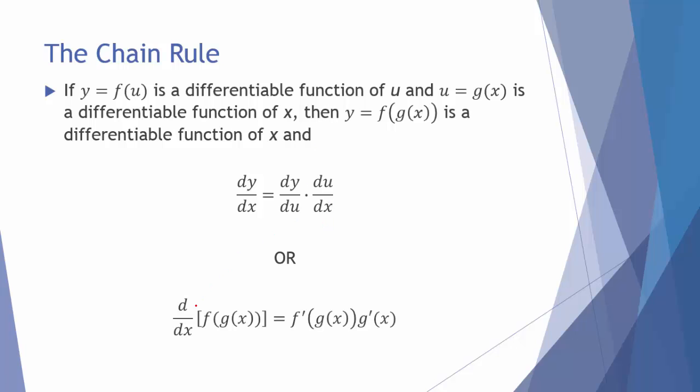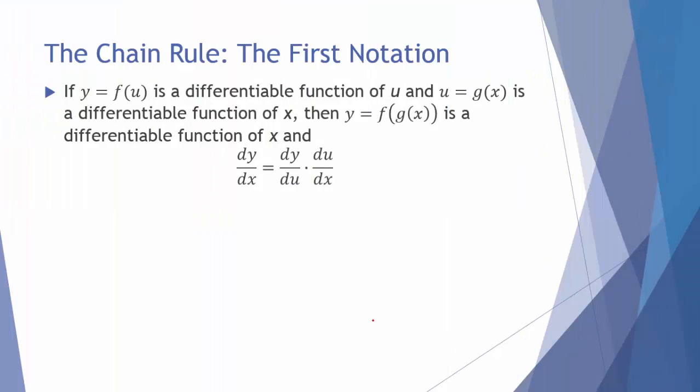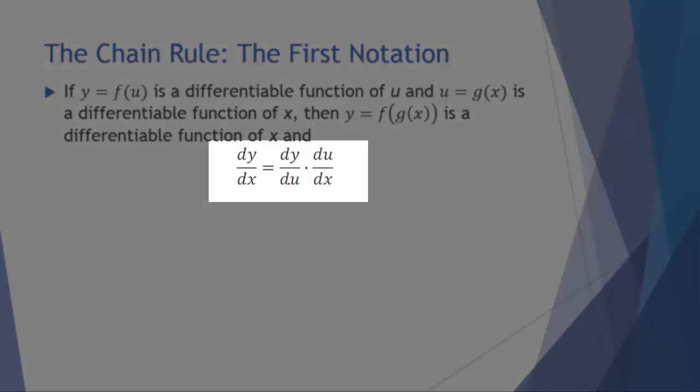The other way to write it is that d dx of f of g of x is equal to the derivative of f evaluated at g of x times g prime of x, or the derivative of g at x. So let's see if we can explain what some of this means before we actually do some examples. So let's talk about the first notation. All of this is just a repeat from the previous slide, and this is the first notation we discussed. dy dx equals dy du times du dx.